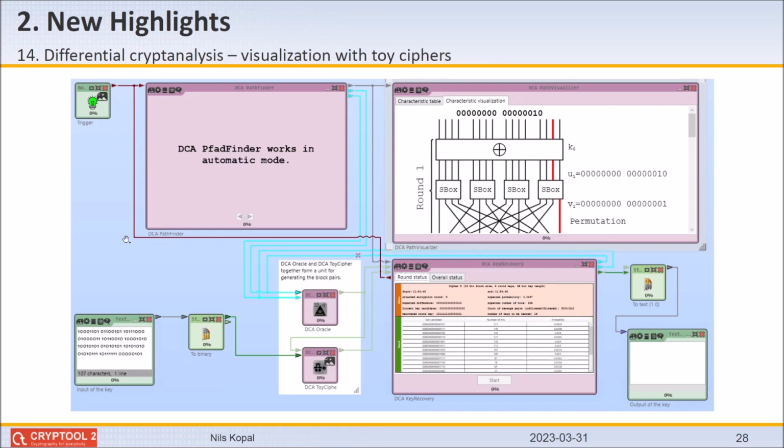Then, a few years ago, another student implemented differential cryptanalysis, and he also implemented a visualization of differential cryptanalysis with toy ciphers. With differential cryptanalysis, you can break a cipher with a chosen plaintext attack. This is a really interesting and very powerful modern attack. Modern new ciphers all have to withstand these attacks. And I think I will make a video about differential cryptanalysis in one of my future videos.